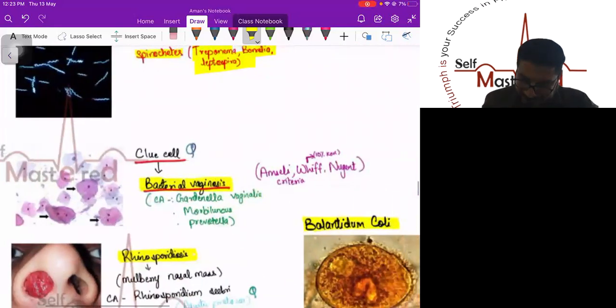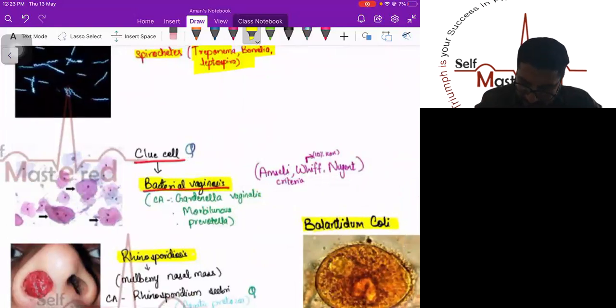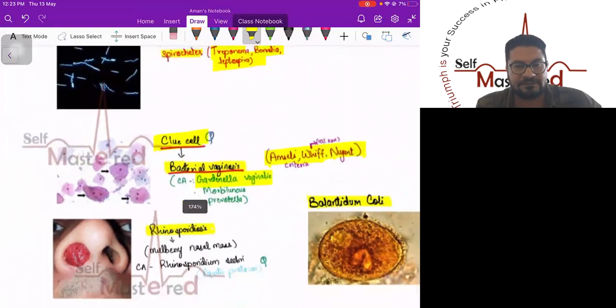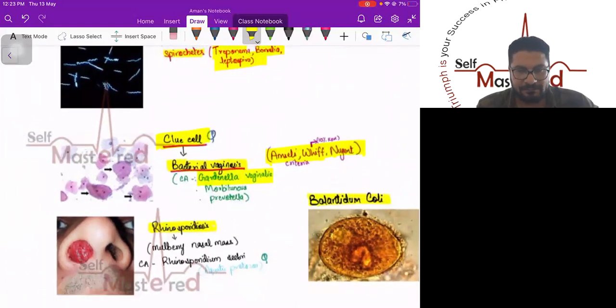Clue cells, Amsel's criteria, a whiff test. These are all questions related to bacterial vaginosis, which is caused by the main causative agent Gardnerella vaginalis. It causes bacterial vaginosis.